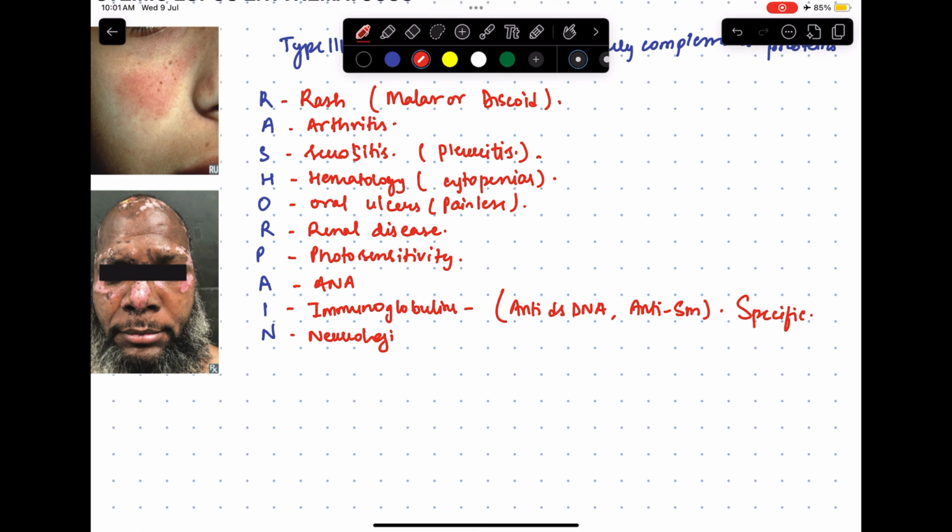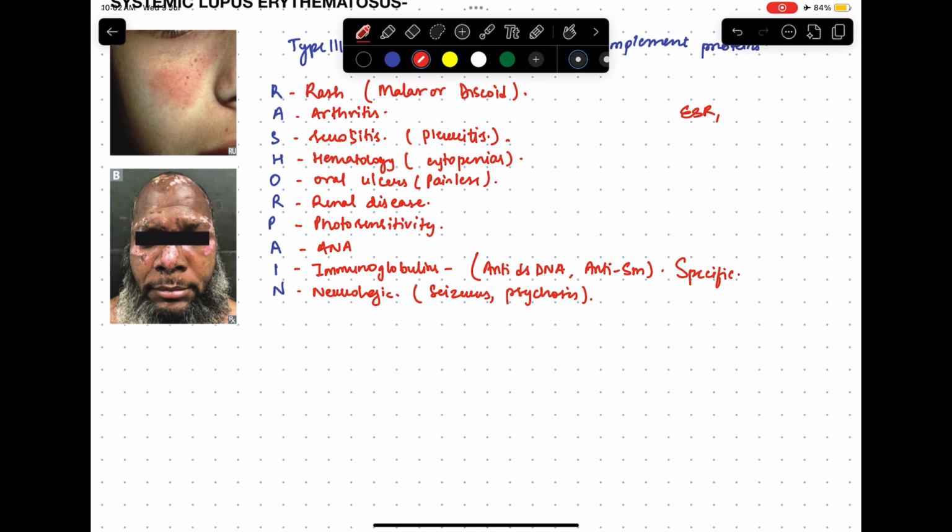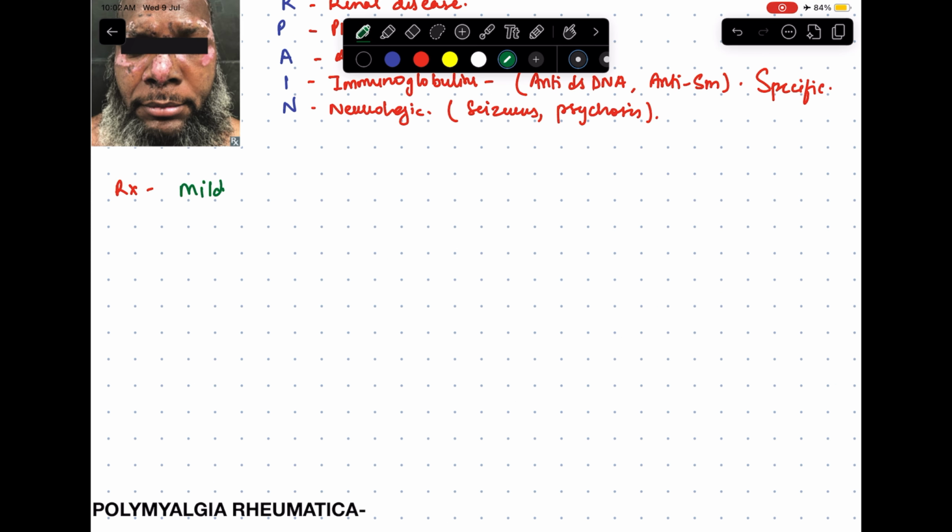Now we'll move to the treatment. If the disease is of mild stage, then hydroxychloroquine and NSAIDs is our treatment. But if the disease is moderate, then we'll have to use hydroxychloroquine with NSAIDs and add low dose corticosteroids to it. And then if the disease is severe, then we'll have to switch from low dose to high dose steroids. And along with that, we'll have to give immunosuppressants to the patient.